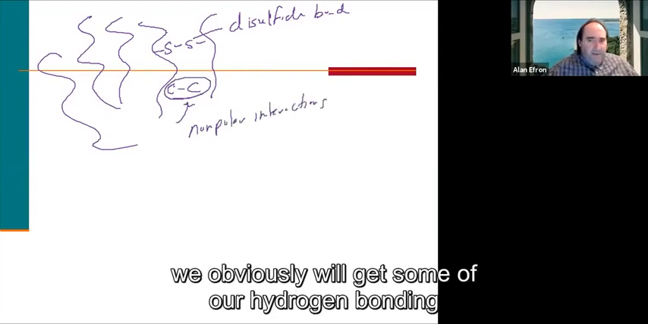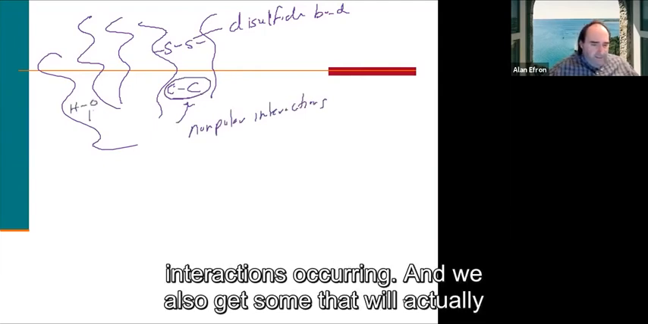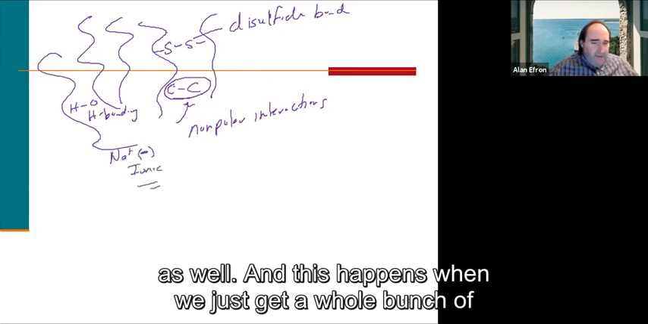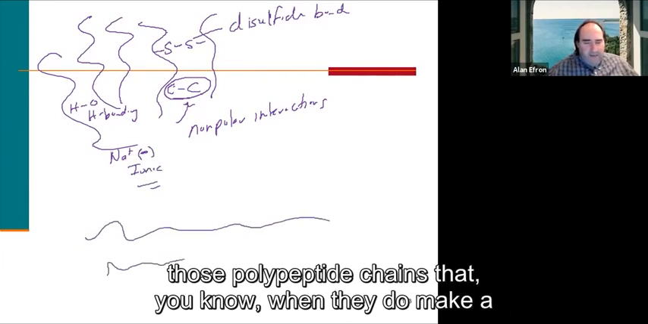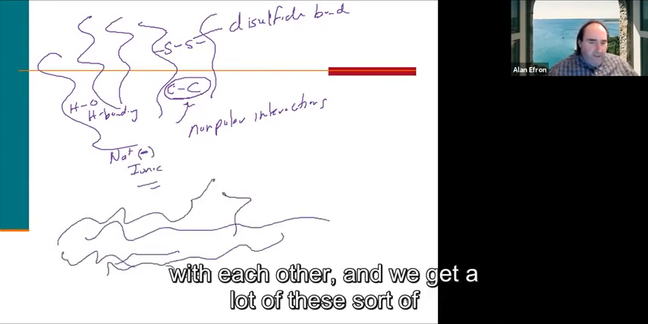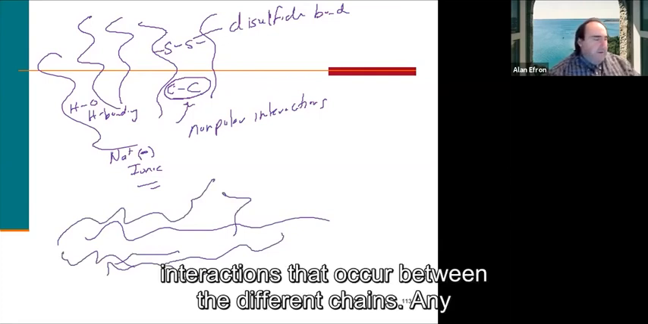We obviously will get some of our hydrogen bonding interactions occurring. And we'll also get some ionic interactions, I'll just draw it like this, as well. This happens when we get a whole bunch of polypeptide chains. When they make a protein, there's more than one chain, and they all interact with each other. And we get a lot of these interactions between the different chains.